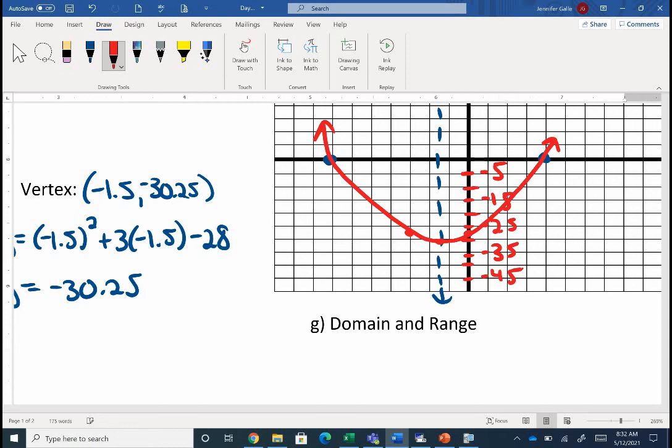Domain, as always, is all reals. Our range, our graph is opening up, so we're greater than or equal to the y value at the vertex. That hasn't changed. Same as what we did last unit with vertex form. So tons of similarities here. Tons of similar ideas.